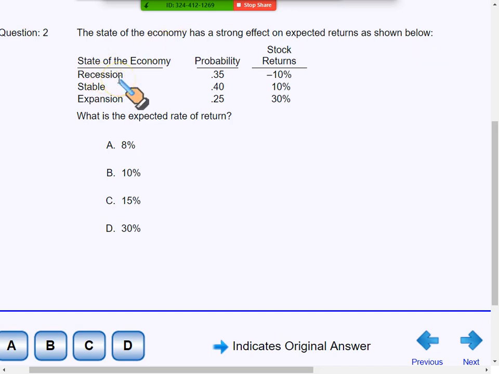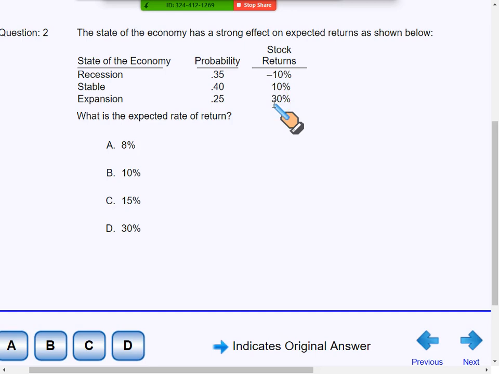If the economy is in recession, which is 35% probable, in that case, the stock returns will be negative, of course, loss. If the economy is expected to be stable, which is 40% probable, your returns would be 10%. And if the economy is in expansionary phase, which is sometimes called economic boom, which is 25% probable, in that case, your stock returns could be 30%.